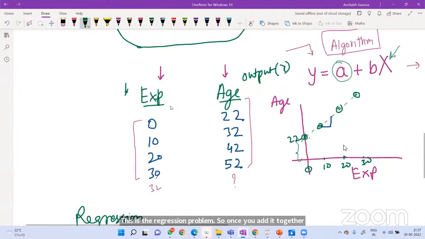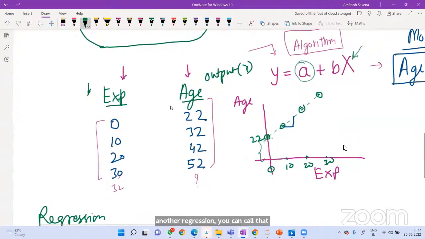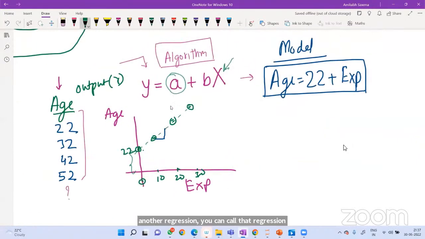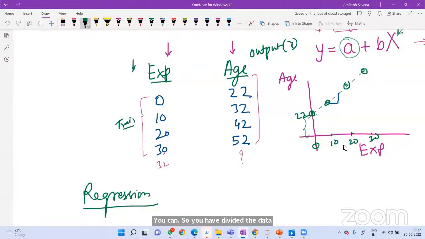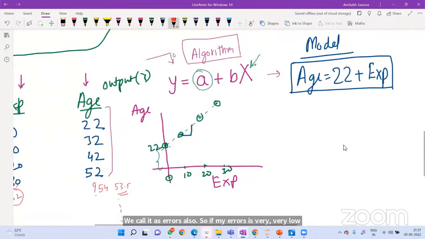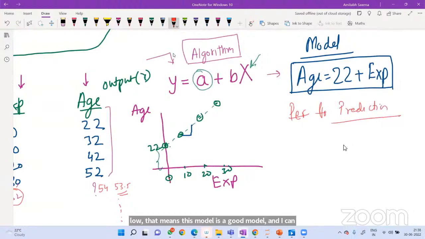Once you identify the regression, you can call that regression function and create this model. The model will be created automatically and you can then test it. You divide the data into training data, then you validate and then you test. Once you find the test results are really good, for example someone with 32 years of experience and you said 54 and actually I am 53.5, a very little difference, similarly you have differences, which we call residuals or errors. If my errors are very low, that means this is a good model and I can use it for prediction.